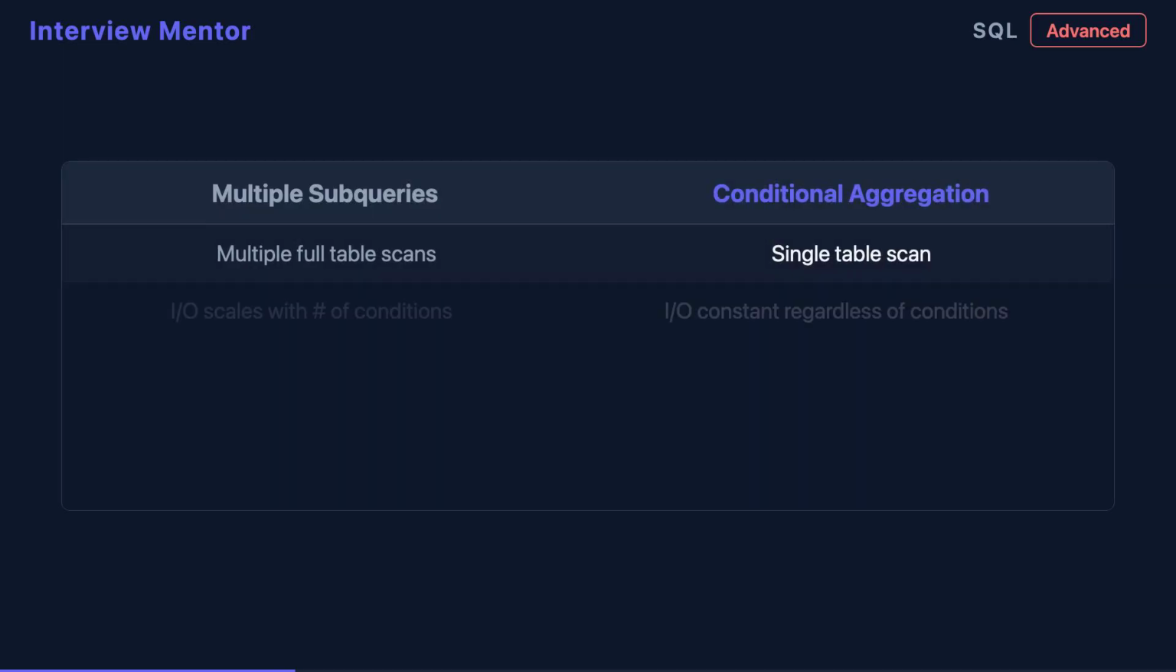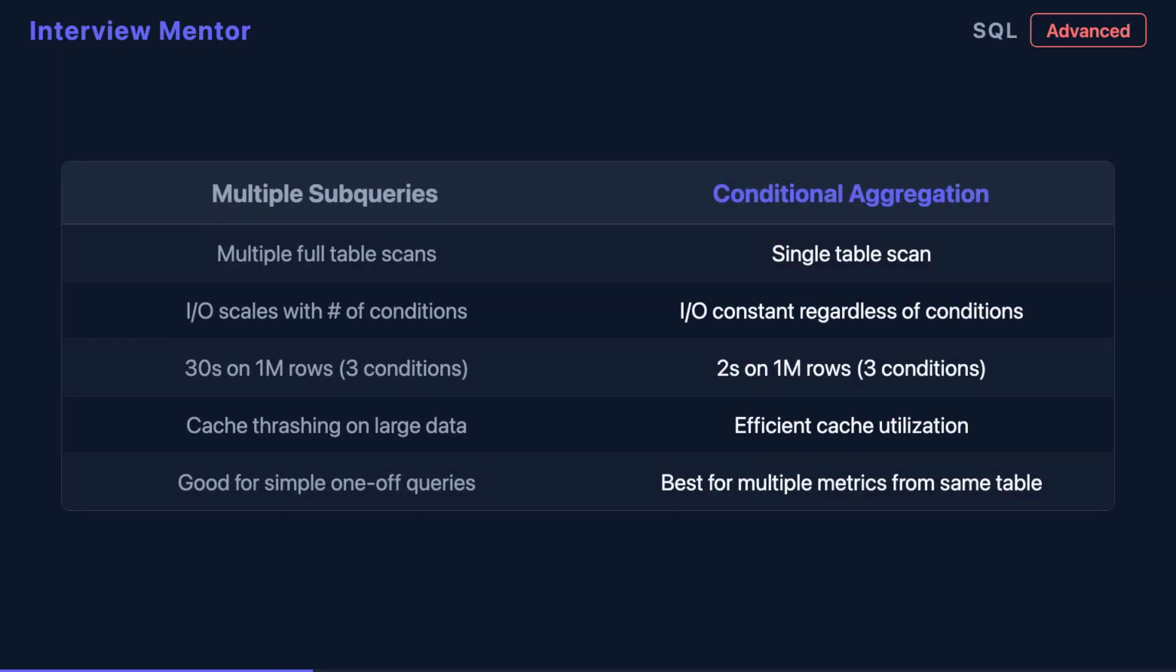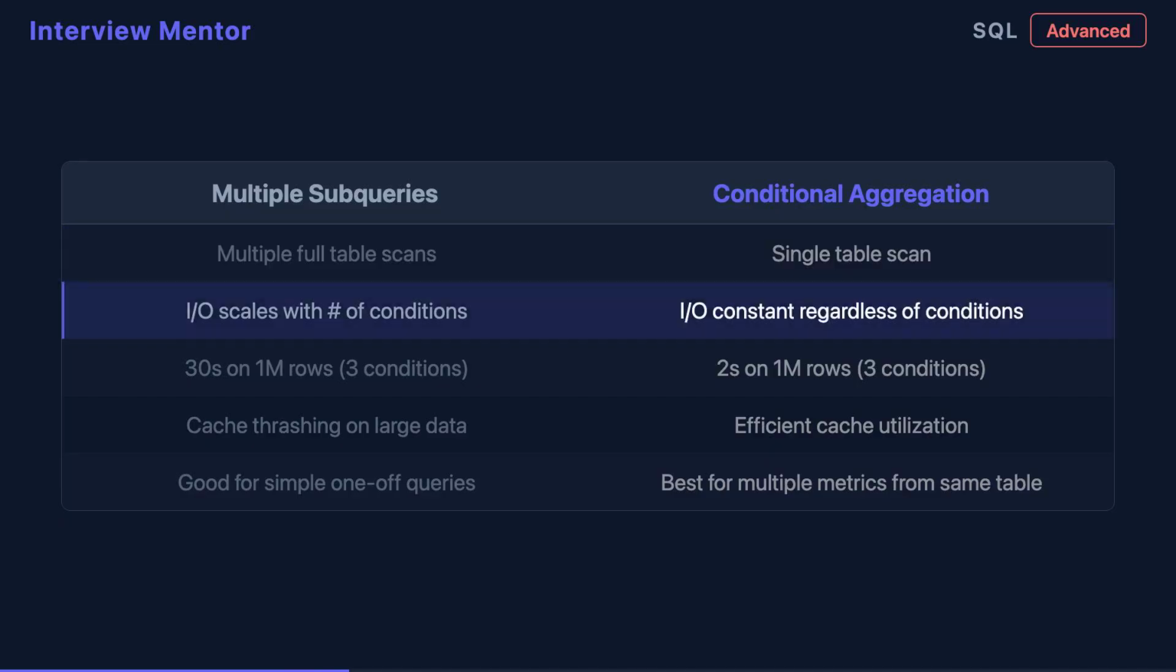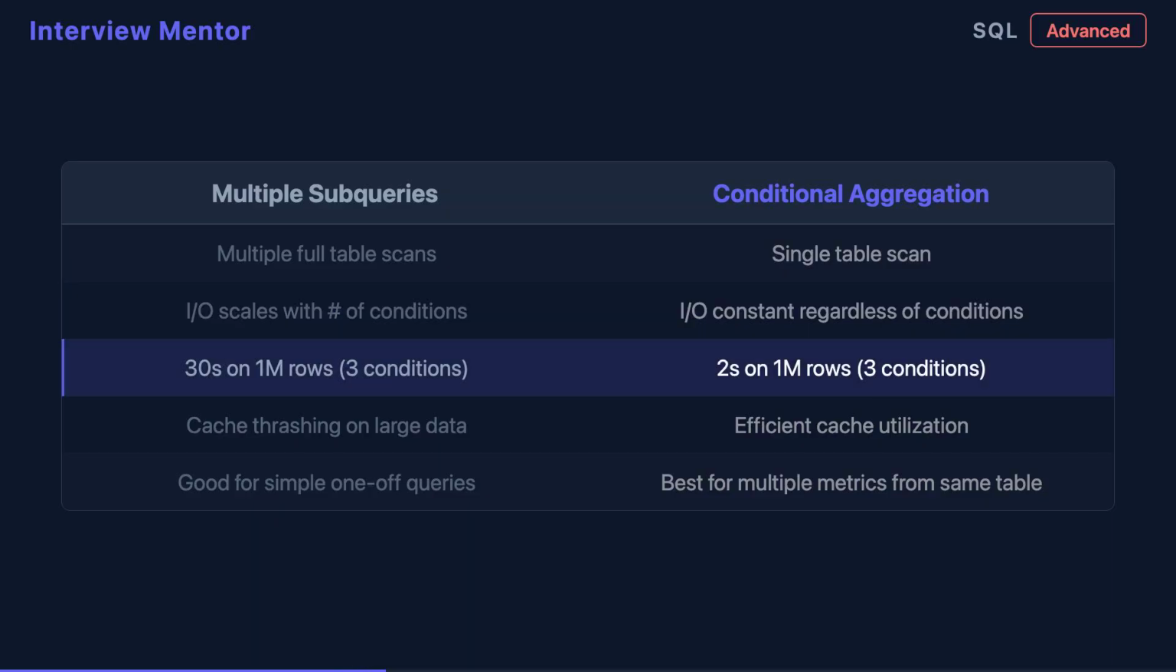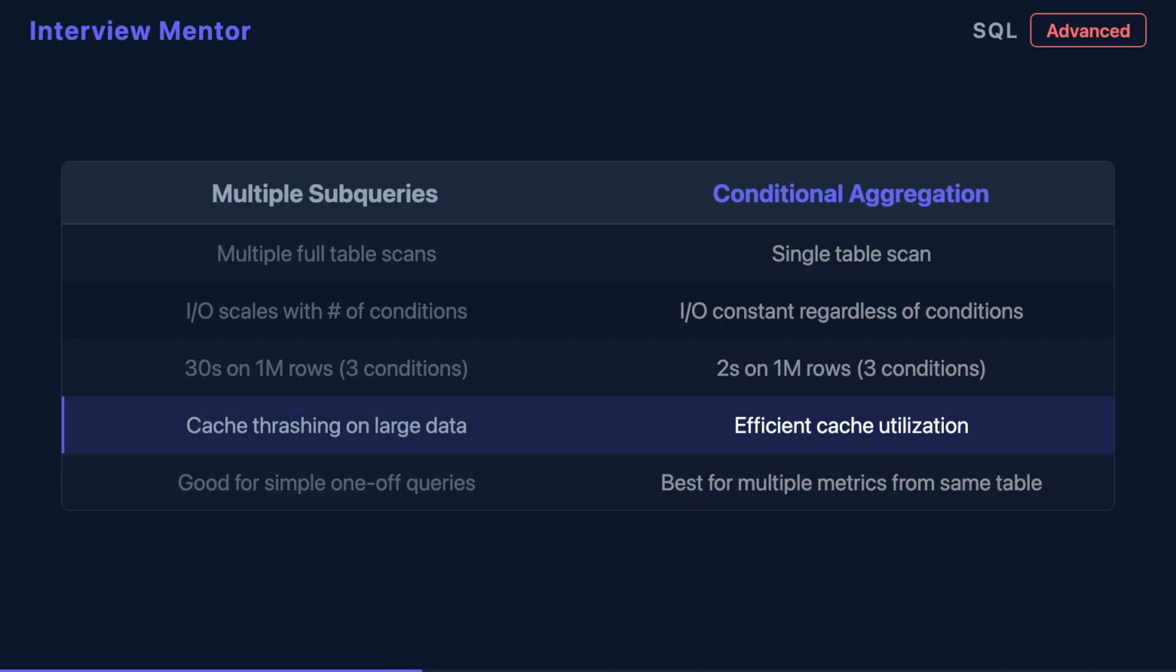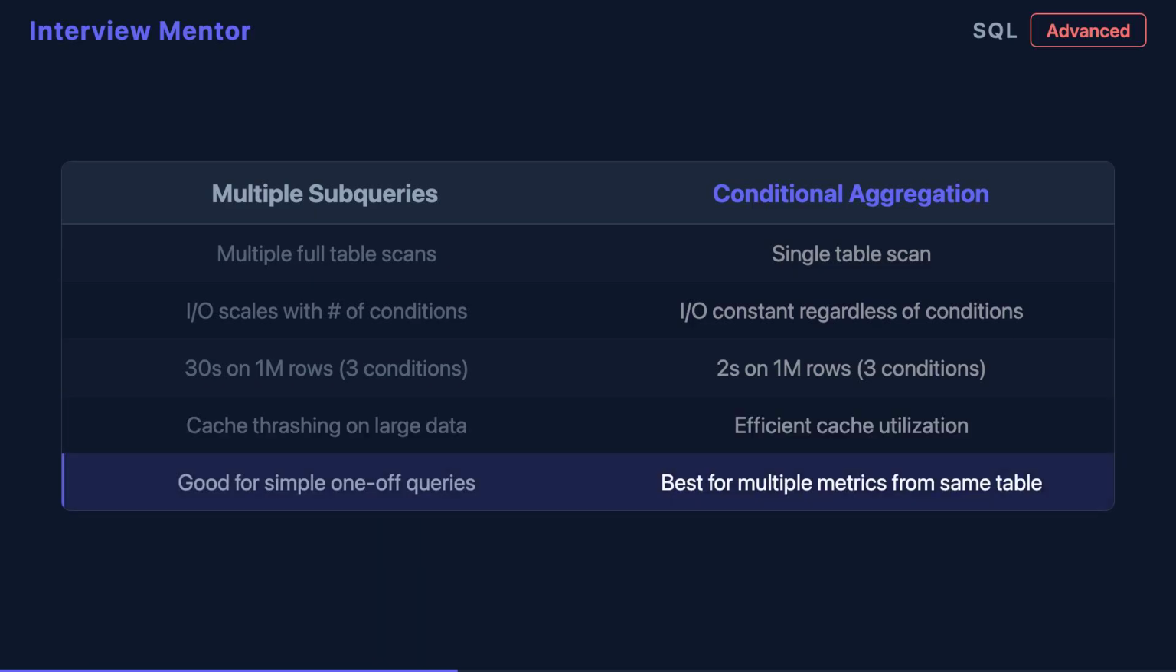The performance difference scales with table size. On a small table with a few thousand rows, you won't notice much. But on millions of rows, the I/O savings are massive. You're reading the data once instead of repeatedly, which means fewer disk seeks, less cache thrashing, and dramatically lower query execution time. On large production tables, this can turn a 30-second query into a 2-second query.